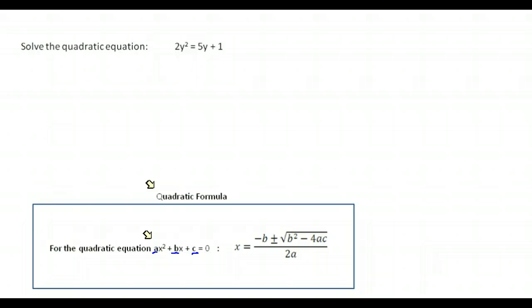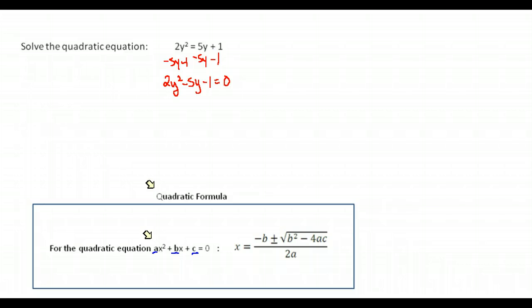So let's use this example up here. Our first step is to make sure it's equal to 0, so I'm going to subtract 5y and subtract 1 from both sides so that I have it set equal to 0. Our next step is to plug the parts into the formula. Now notice if I tried to factor this, I would take 2 times 1, which is 2. There are no factors of 2 that add to equal 5, so I know I have to use the quadratic formula to solve this.